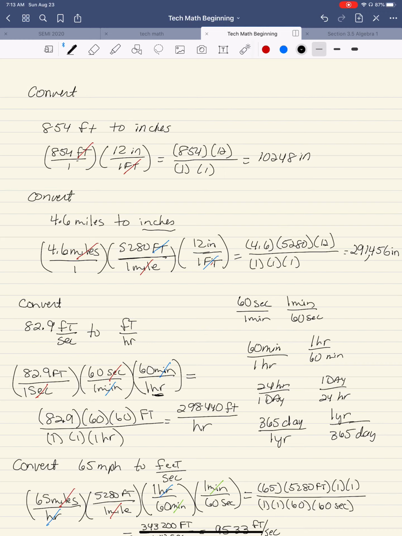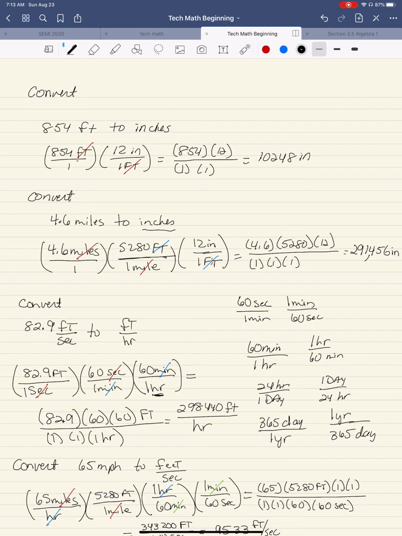This time I want to convert 65 miles per hour to feet per second. So I want to get my miles to go to feet, and I want my hours to go to seconds. In the last examples, we went from seconds to hours. This time I want to go hours to seconds. So let's work on the feet conversion first, from miles to feet. You take your original number, 65 miles per hour.